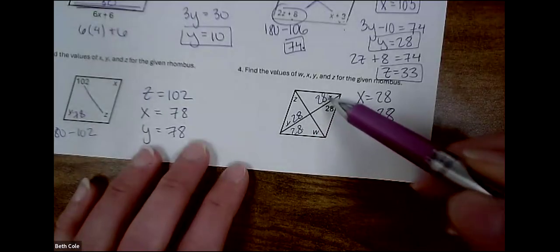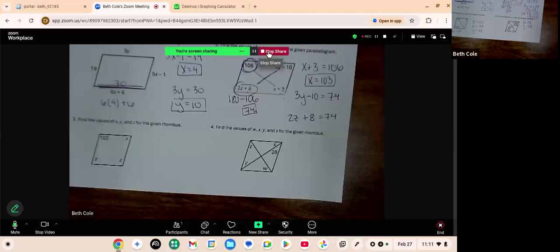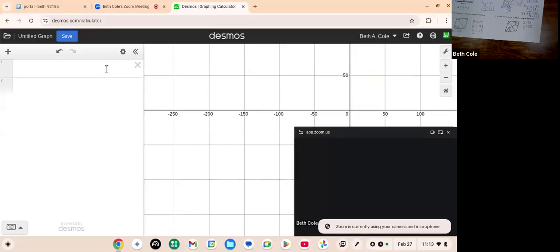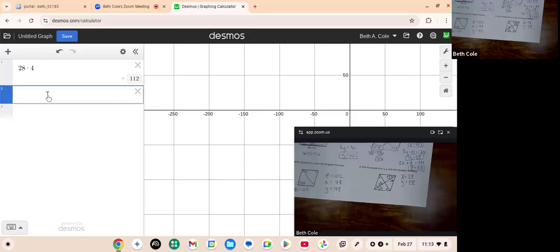Now, how many 28s do you see here? There's 4 of them, and I'm going to show you what I'm going to put in the calculator. Instead of typing 28 plus 28 plus 28 plus 28, what's a faster way for me to type that? Yeah, times 4. Anyway, 28 times 4.